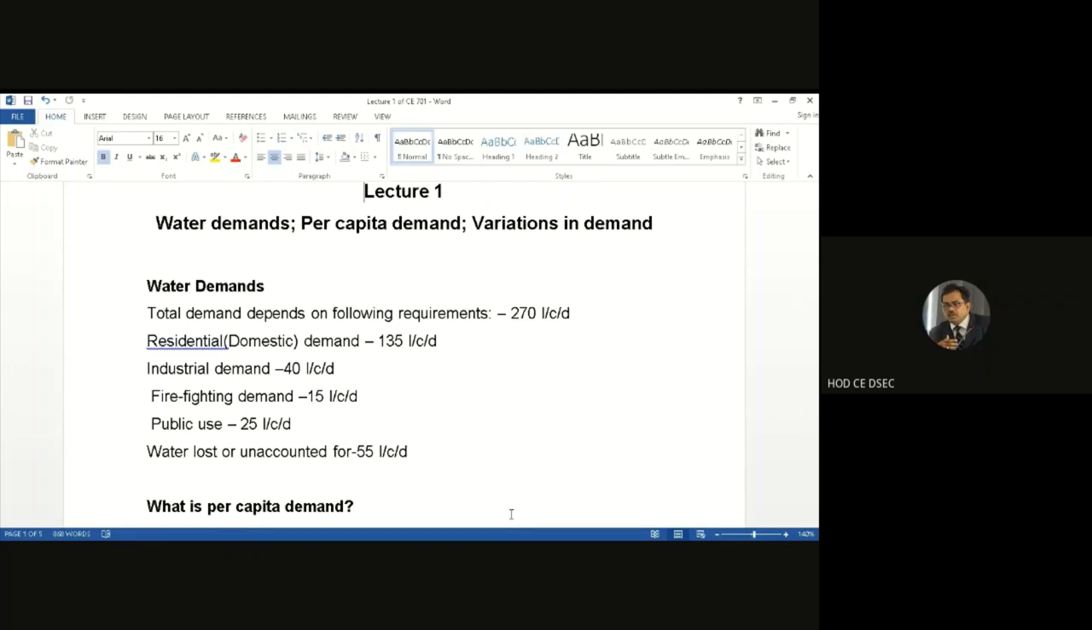Public use is 25 liters per capita per day. And as I just discussed, the water lost or unaccounted for, due to unauthorized connections, water loss, faults of the pipes, connections, valves, and damages of the pipes, is 55 liters per capita per day. So at a glance, we have come to know the different sectors where water is required, and water demand is calculated based on the individual sector demands, which I have already highlighted to you.